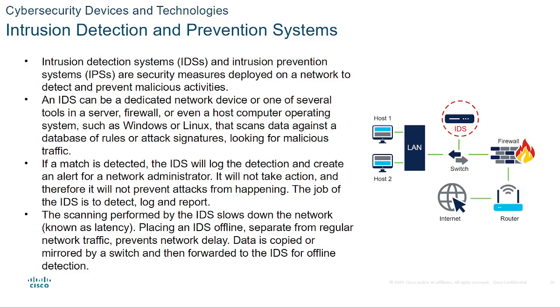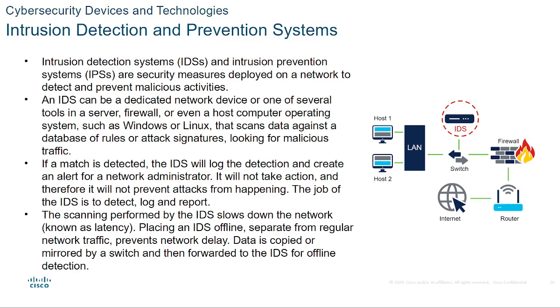If a match is detected, the intrusion detection system will log the detection and create an alert for a network administrator. So the administrator is always going to be monitoring for alerts coming from the IDS system or the IDS device. It will not take action and therefore it will not prevent attacks from happening. The job of an intrusion detection system is to detect, log, and report. It reports with alerts also. It can also alert you. This alert can come via mail, right? Or based on your own personal configuration.